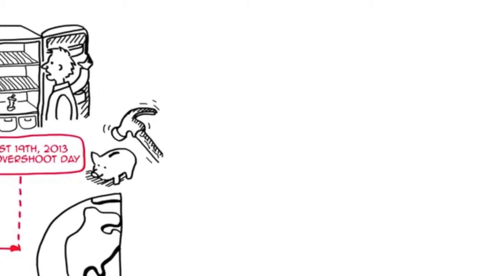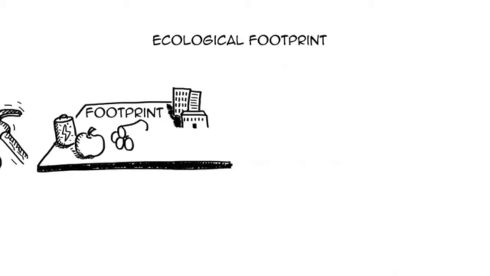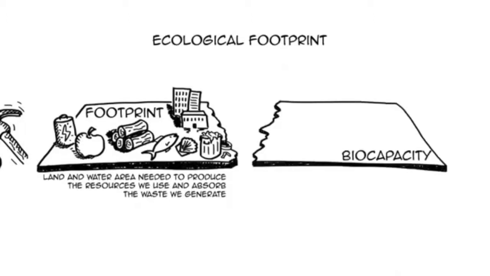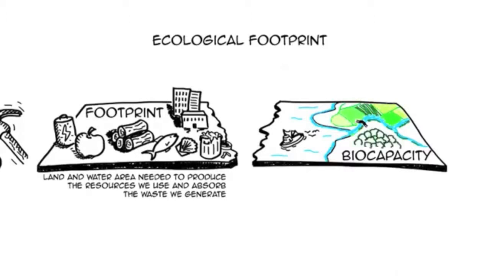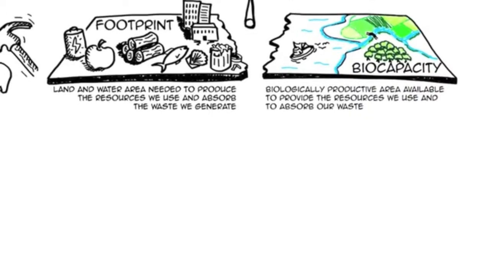Our ecological footprint measures how much land and water area we need to produce the resources we use, things like energy, food, land for settlements, timber, seafood, and to absorb the waste we generate. Our biocapacity is the amount of biologically productive area that is available to provide the resources we use and to absorb the waste. So we can compare footprint and biocapacity to see if we are well balanced or not. So let's dig into that a little.